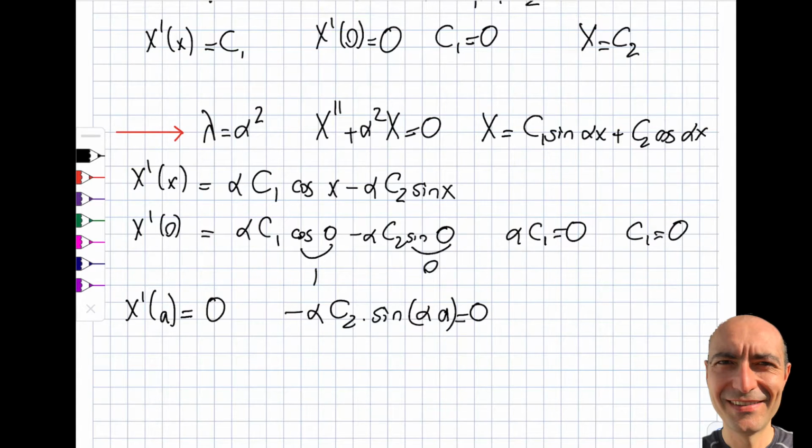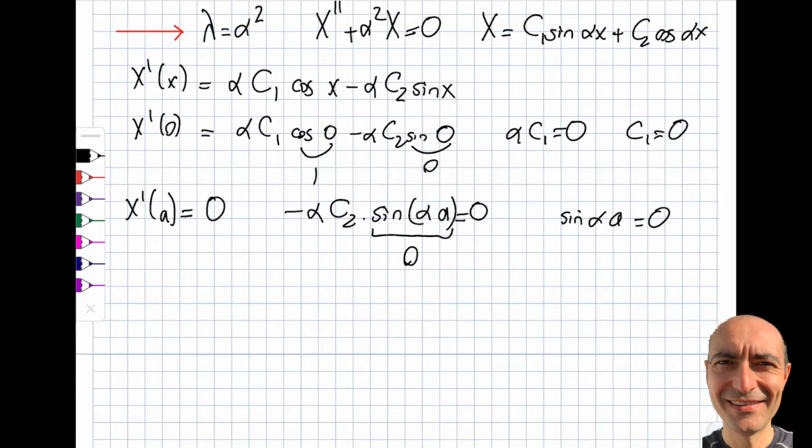That's what it says. Well, I can say c2 is 0, but again, this will be the trivial solution. That's not going to be a proper solution. Alpha is not 0. So then the only case will be that this needs to be 0, right? So sine alpha a is equal to 0. So we covered this. It comes back to the eigenvalues. So if this is the case, alpha a needs to be n pi. So from here, alpha needs to be n pi by a. And n is equal to 1, 2, 3, and we'll go all the way to infinity.